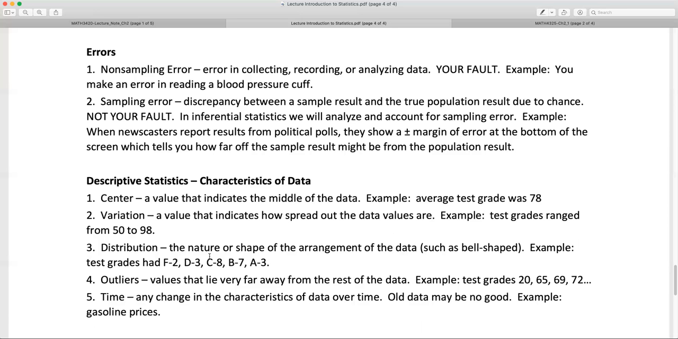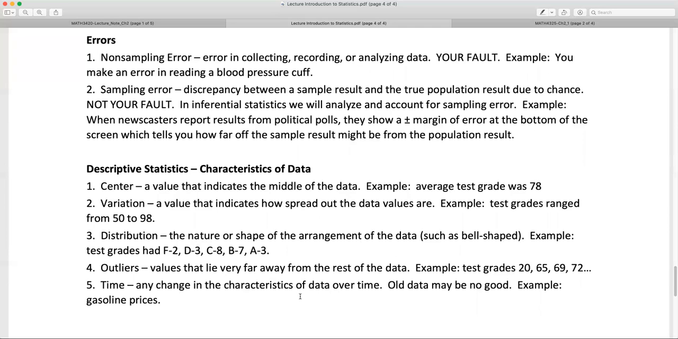And then the last one is descriptive statistics. So far we've been talking about inferential statistics: the sampling, types of data, bad sampling, and sampling methods. This one is about descriptive statistics: center, variation, distribution, outliers, and time.